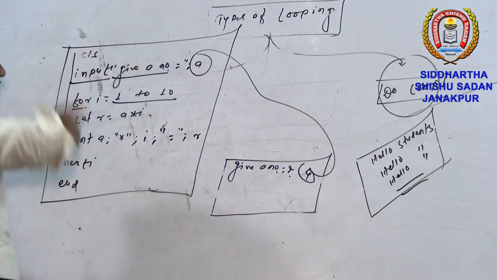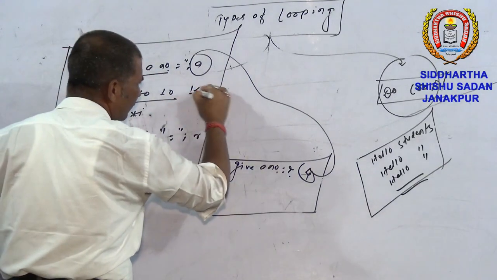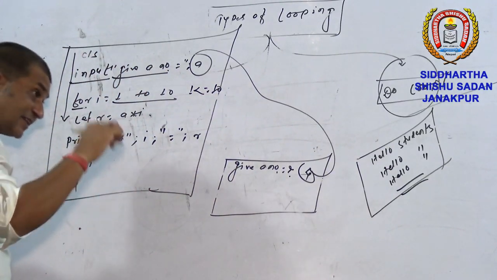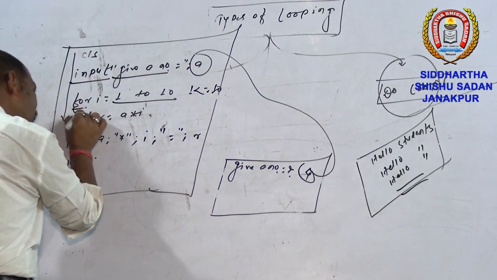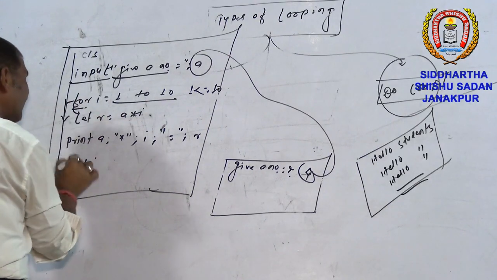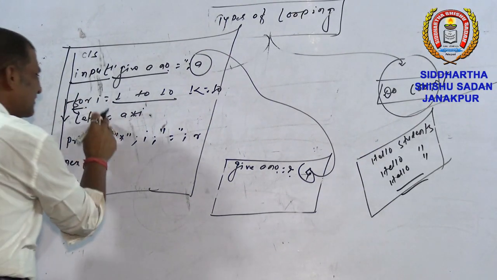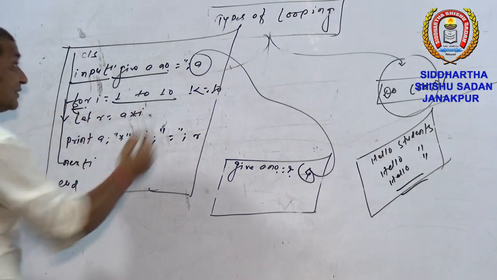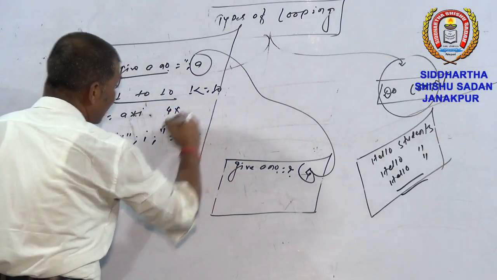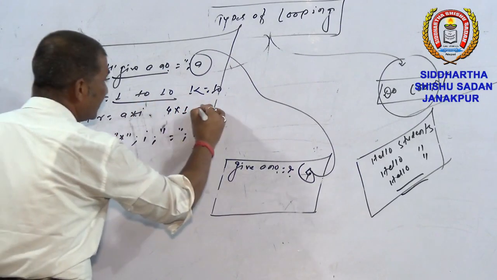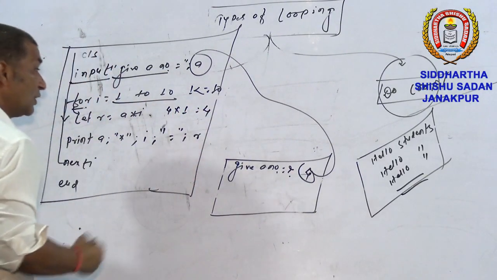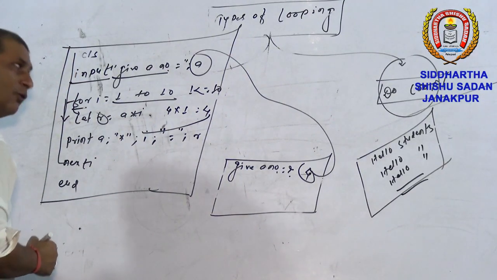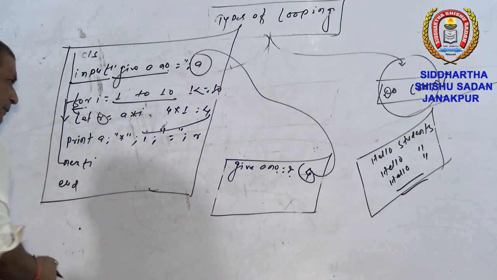First it will check the condition. Here 1 is less than 10. This condition is true, and when the condition is true, it comes in the body of the for next loop, and the statements in the body will be executed. Let R equal to A into I. The value of A is 4, so 4 into I; the value of I is 1, so 4 into 1 equals 4. So this 4 becomes the value of R. The value of R is 4. Now this print statement is executed.